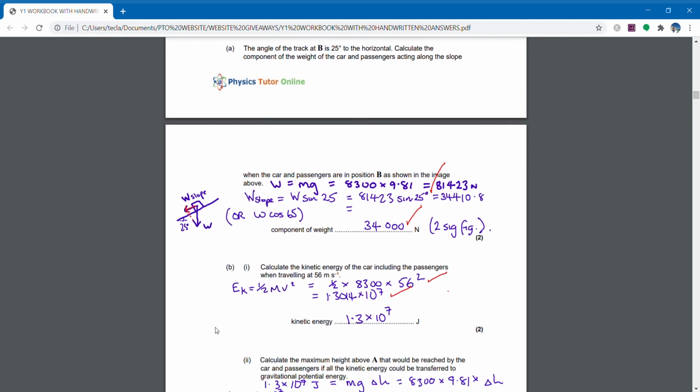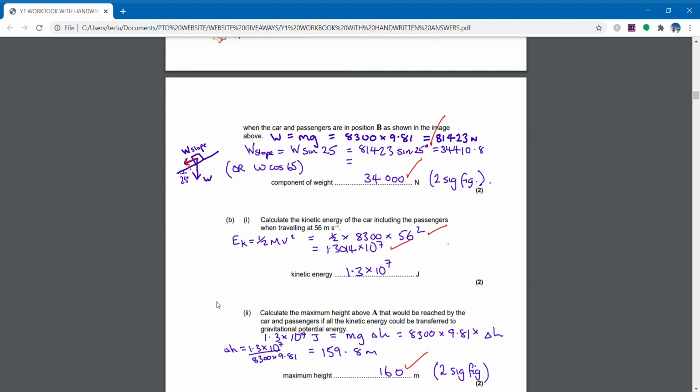B part 1, calculate the kinetic energy of the car, including the passengers, when travelling at 56 meters per second. So it's a case of using the equation half mv squared. So half times 8,300 times 56 squared, 1 mark, equals 1.3 times 10 to the 7 joules for the second mark.